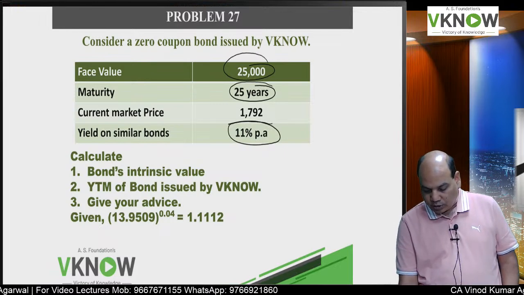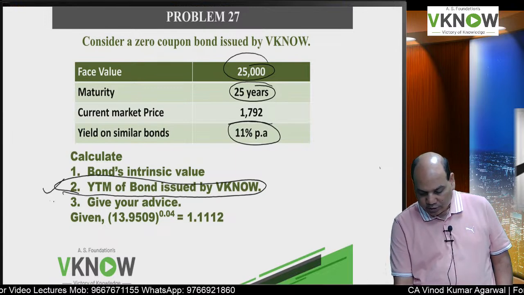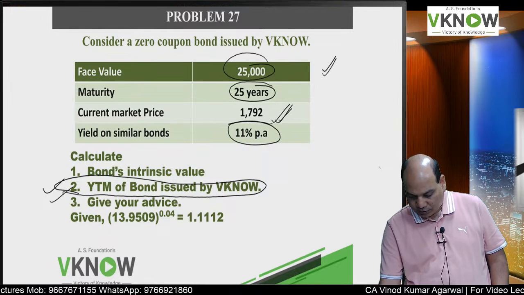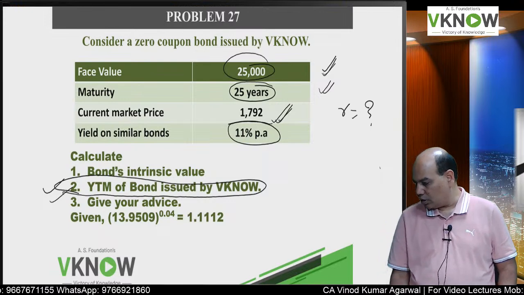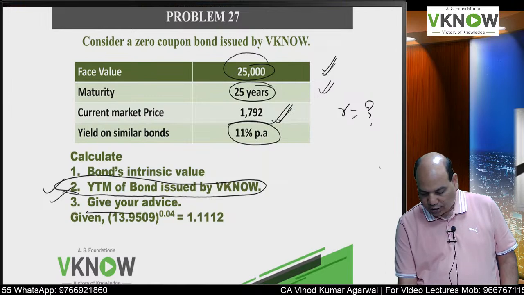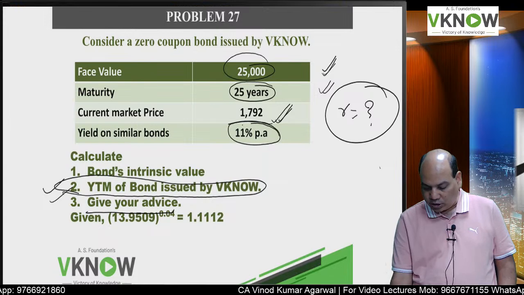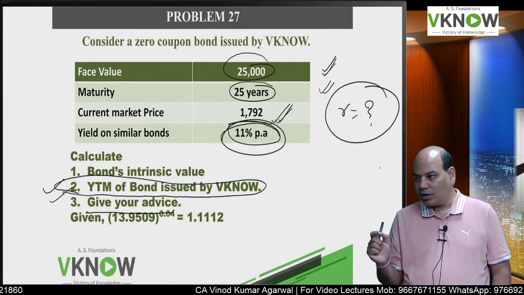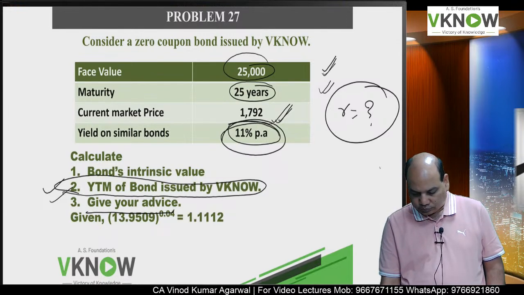Then you have to compute the YTM of the bond issued by we know. So for computing YTM of the bond, you will take the current market price, face value, number of years, and find the value of R. Okay. Give your advice. Same answer. If YTM is more than the required return, we will buy. If the YTM is less than required return, we will not buy. Okay. So can we solve now?